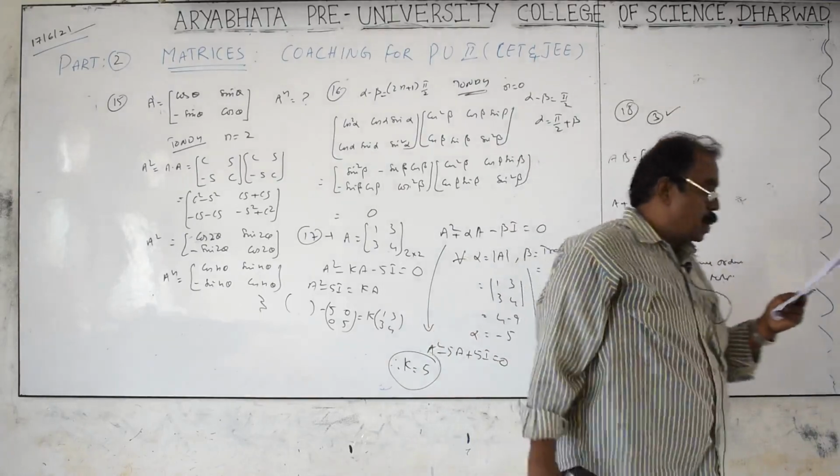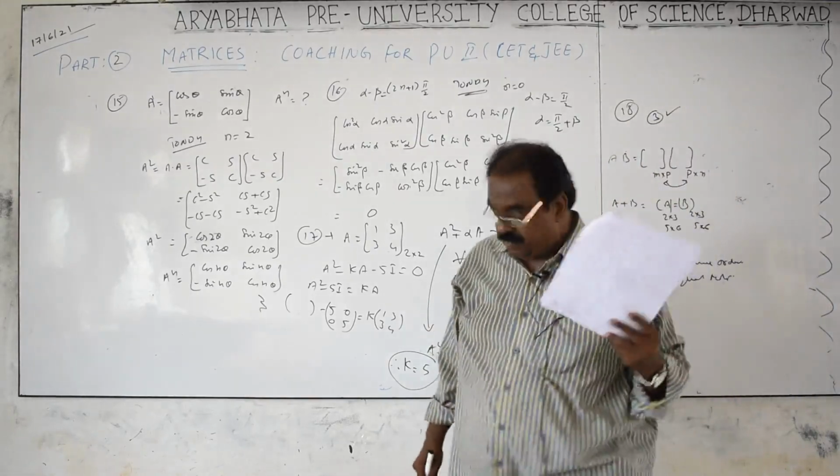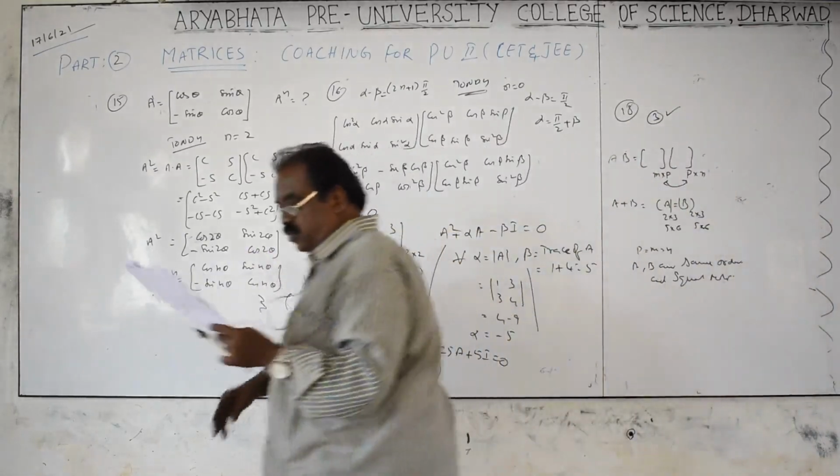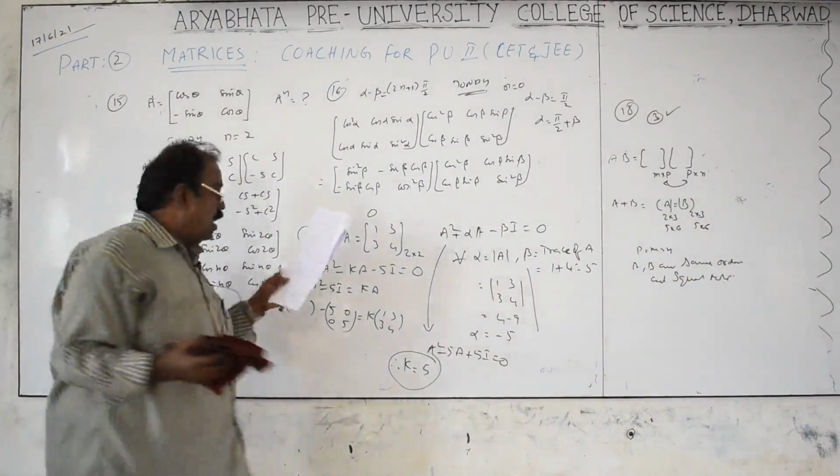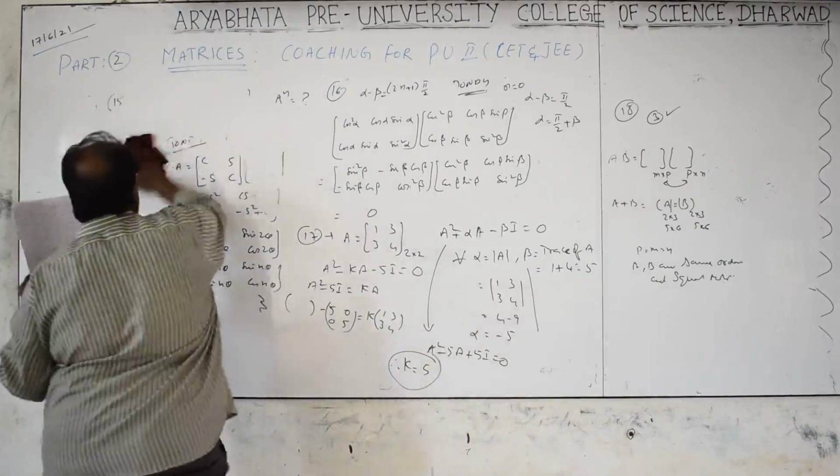Next, 19th. Capital A is equal to, just wait, the 2 by 2 matrix [I, 0; 0, I].